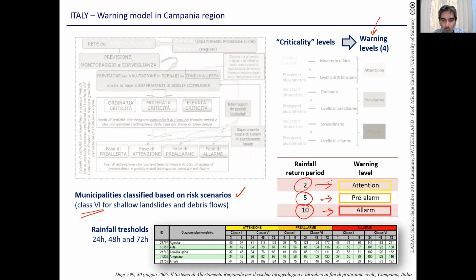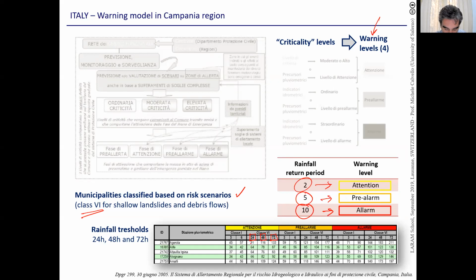But rainfall, what is rainfall? Cumulative rainfall, intensity of what? The idea is that in this area, because of the phenomena and the way those phenomena typically develop on coarse grain material, they react quickly to rain. So the important rain indicators to consider have been identified in 24 hours, 48 hours, 72 hours. So 1 day, 2 days, 3 days.